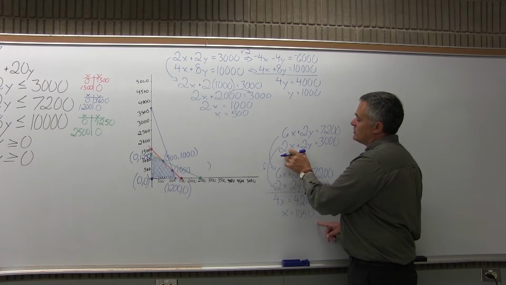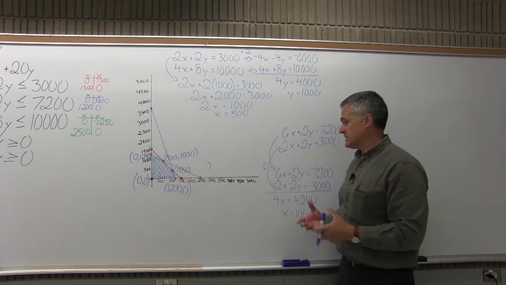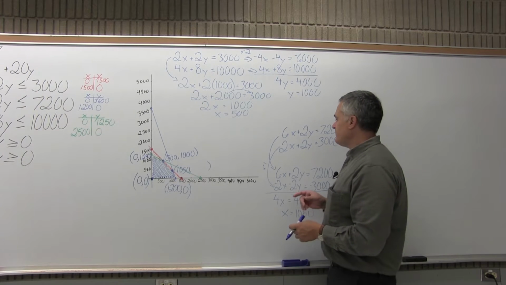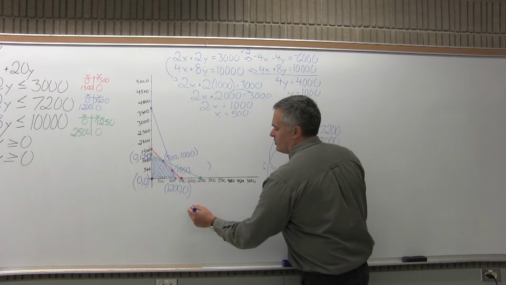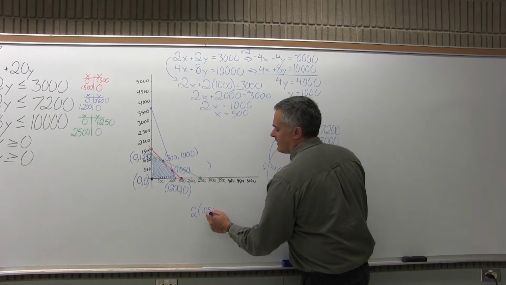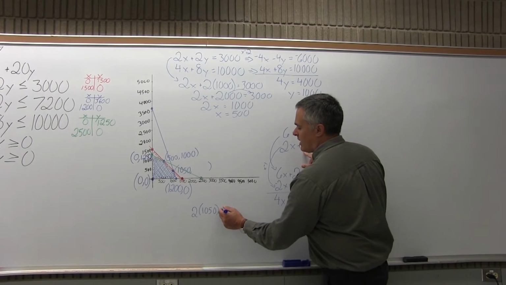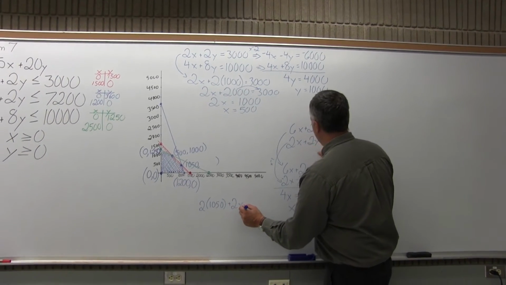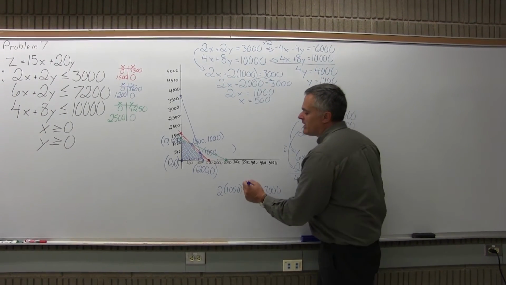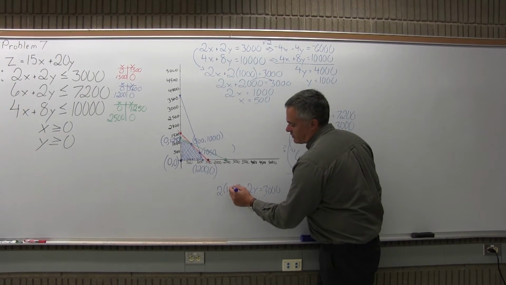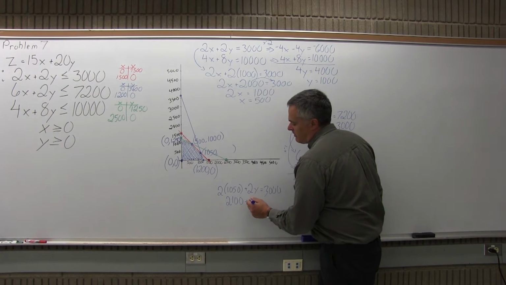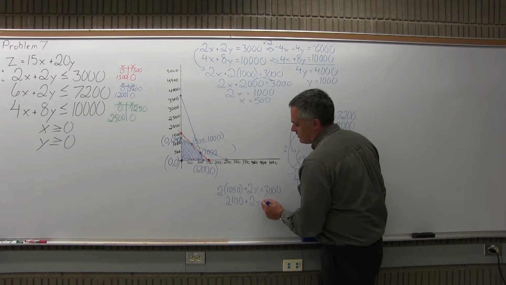The one with the 2x, 2y seems a little bit easier because I have smaller numbers. So let me use that one. So now the 2x becomes 2 times x, which becomes 2 times 1,050, plus 2y equals 3,000. So 2 times 1,050 is 2,100, plus 2y equals 3,000.